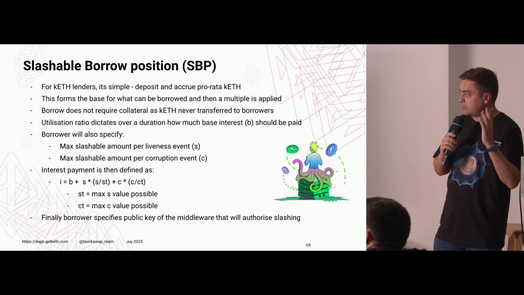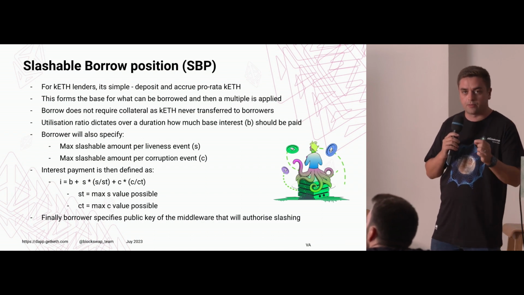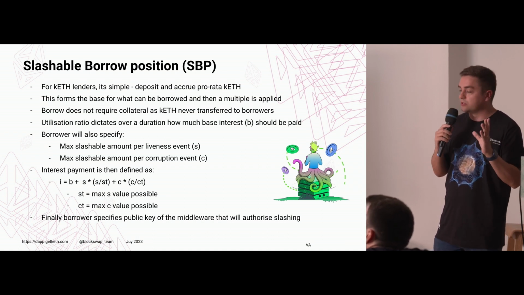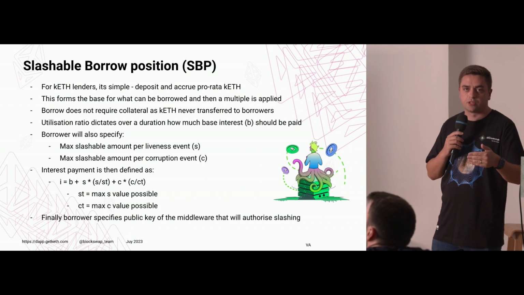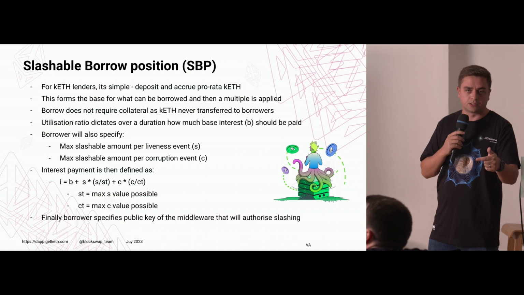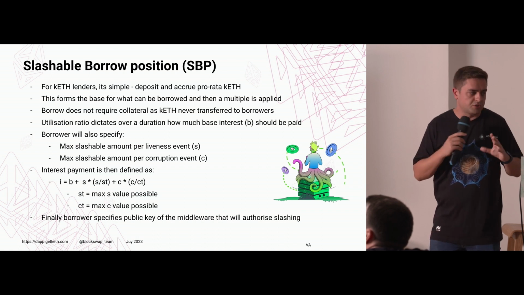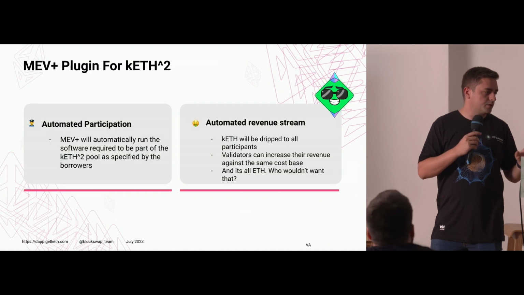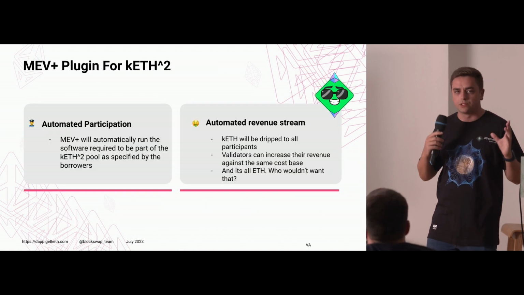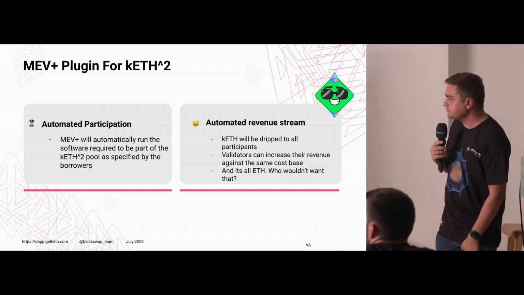And then the borrower will open the position. The interest payment will be paid to the K-squared lending, and it will be dripped to the validators over a specified duration. If you want to increase that position, no problem. If you want to open new ones, bigger ones, again, not a problem.